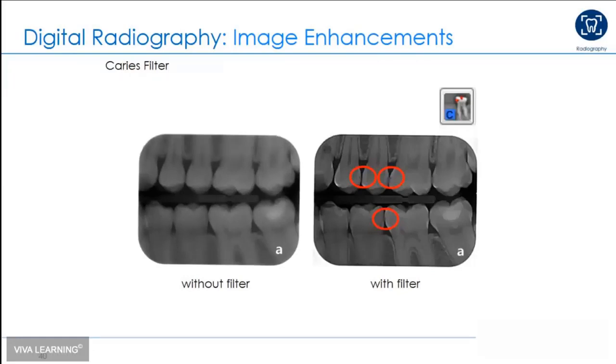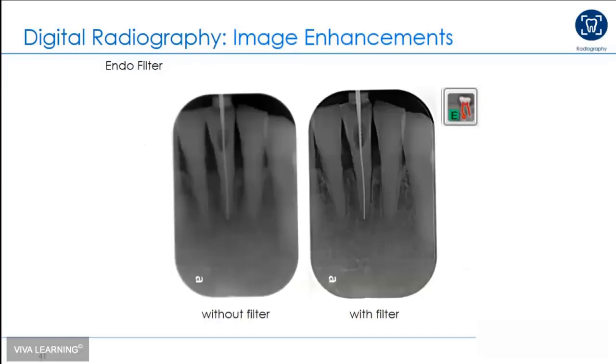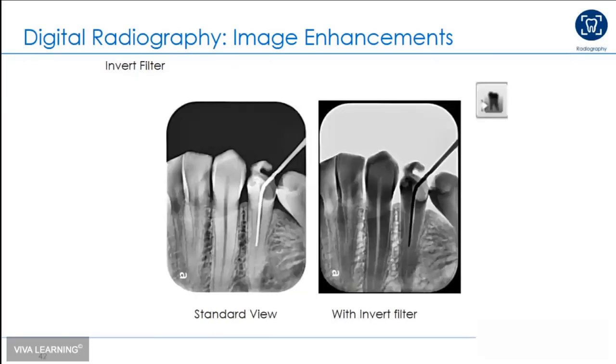If we go to the caries filter, it works very similarly to the high diagnostic filter, but it illuminates where the caries is very clear and makes it a very clear, crisp diagnostic film. The endo filter is sort of like a specific high diagnostic filter that can be used when you're doing endodontics. And you see the brilliance of the film on the right when you're using the endodontic filter. So this is a very, very key feature that I find.